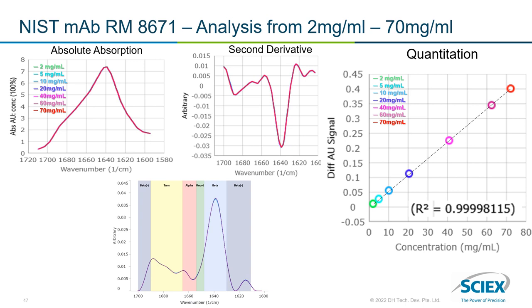This study is an analysis of the NISTMAB. It's a concentration study, and it shows that NISTMAB does not undergo any concentration-dependent conformational changes. We are analyzing NISTMAB from 2 mg up to 70 mg per ml. The spectra are superimposable across the whole range. We also calculate concentration as part of the analysis, and you can see the great linear concentration curve we generate on the right-hand side of this plot.